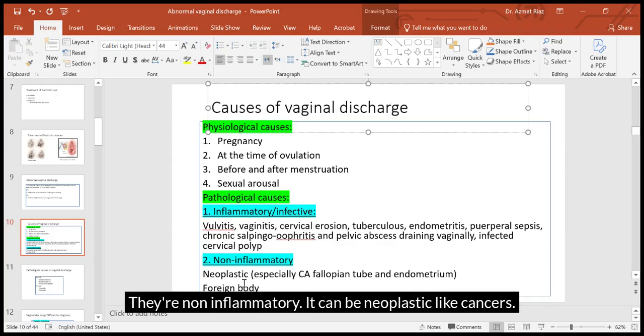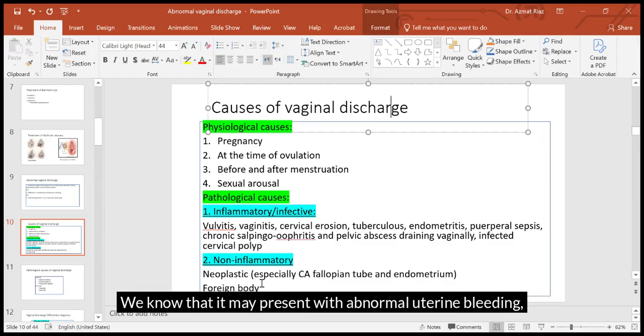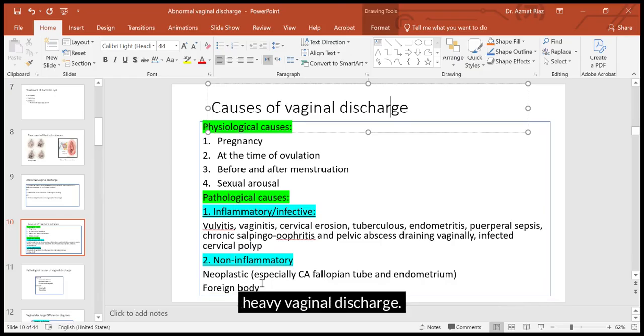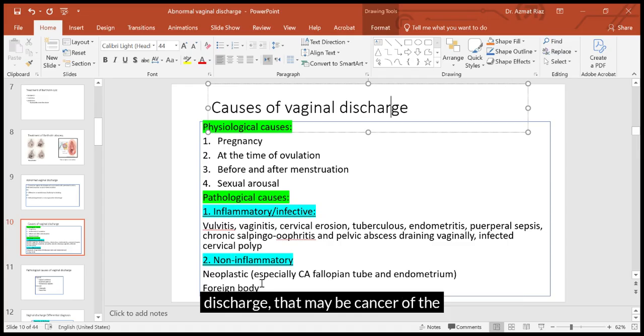Then non-inflammatory, it can be neoplastic, like cancers. Especially, please remember cancer of the endometrium: how does it present? We know that it may present with abnormal uterine bleeding or postmenopausal bleeding, but it can also present with very heavy vaginal discharge. It can be foul smelling as well. So in an older woman, or late middle age, or postmenopausal, if she presents with a lot of vaginal discharge, especially if it smells bad, that may be cancer of the endometrium or cancer of the fallopian tube.